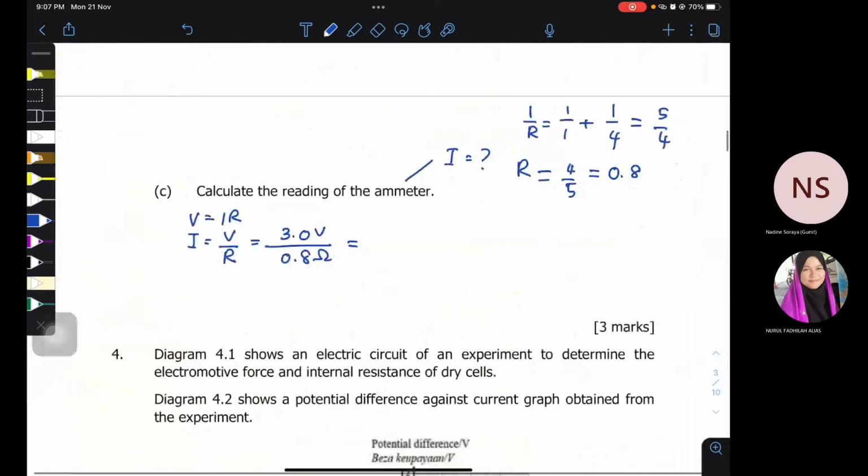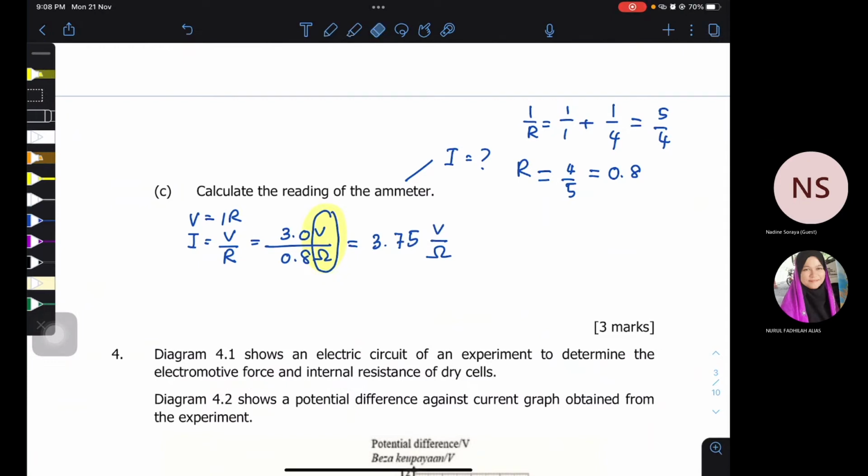Okay, and then 3 bahagi 0.8 dapat berapa? Tekanlah kalkulator lagi. Jadi dapatlah 3.75. Betul tak? So sama ada you tulis ni sebagai unit V per ohm, you ambil je direct, so you dapat markah. Tulis unit yang betul. Kalau you tak tahu, you boleh tulis macam tu.